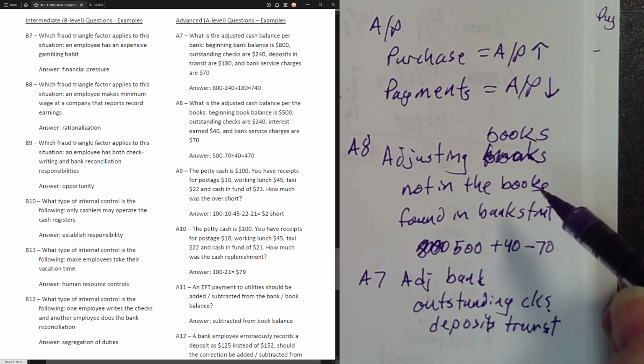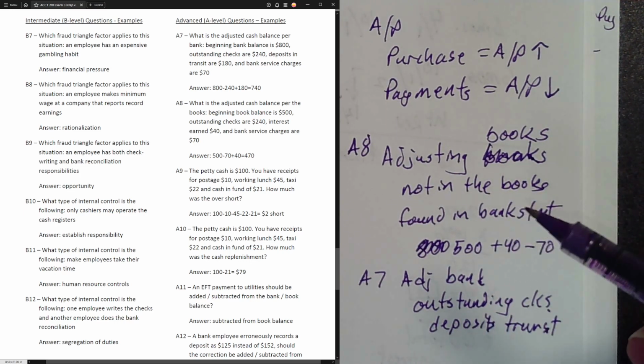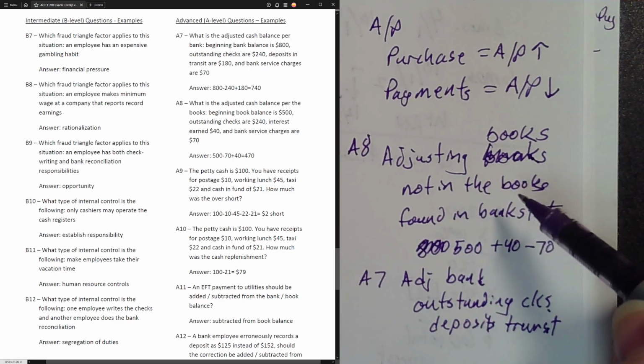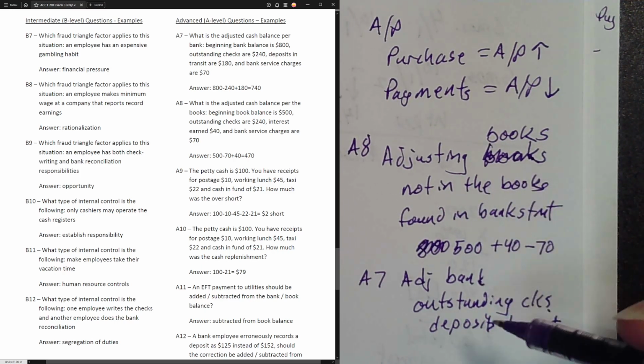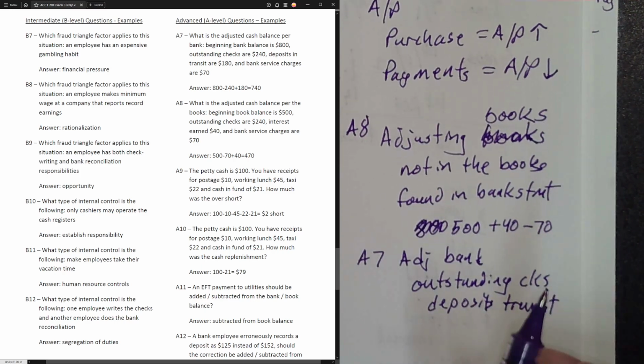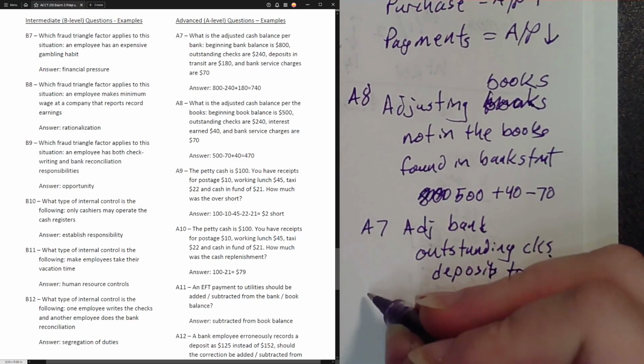Whereas there's a whole bunch of things that the books may not know: service charges, EFT payments, EFT receipts, non-sufficient funds. There's a whole list of things that we need to adjust the books by, but very few things that we adjust the bank by. A9, the petty cash.